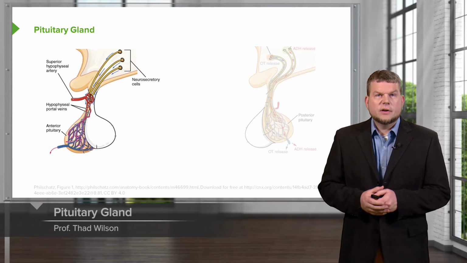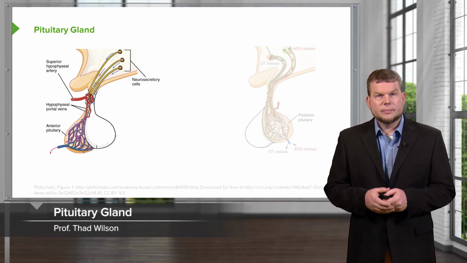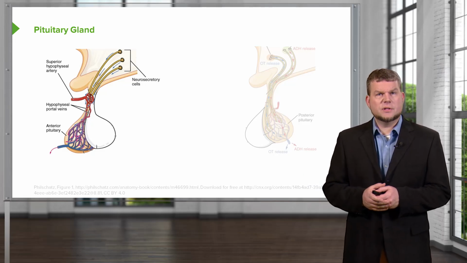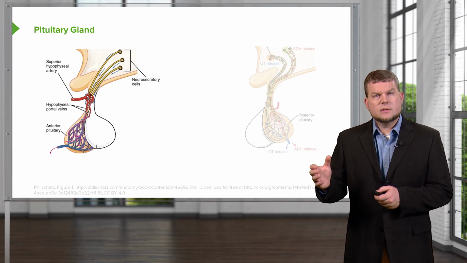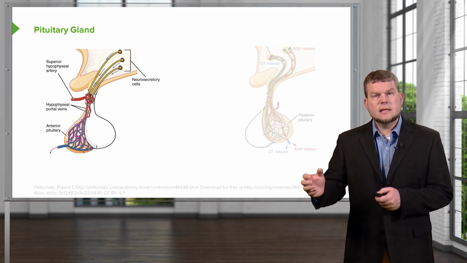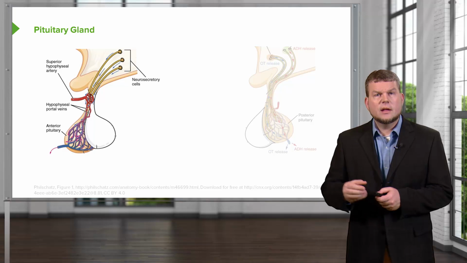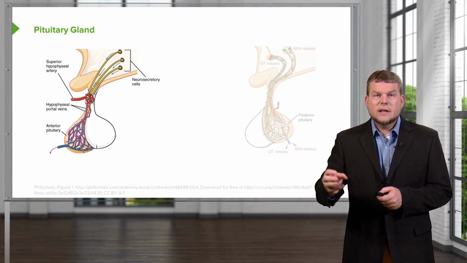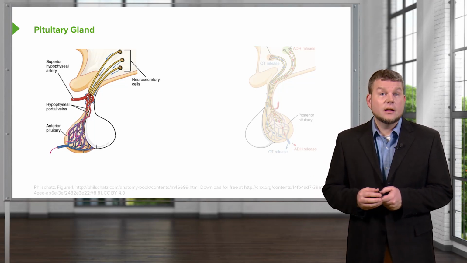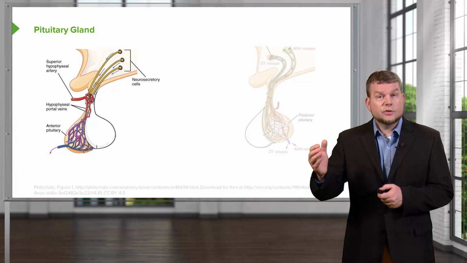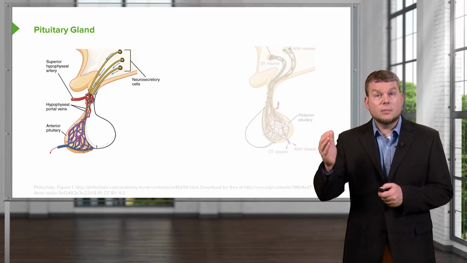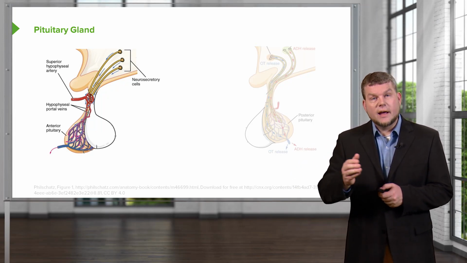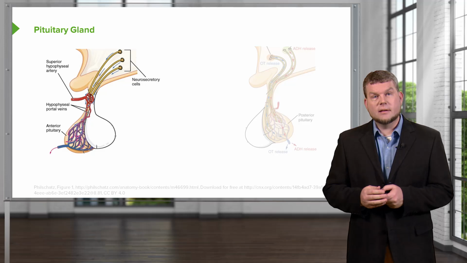Let's go through the pituitary gland in a little bit more detail. The pituitary gland can be split into an anterior and a posterior pituitary. The anterior pituitary receives input from the hypothalamus. These particular neurons project down from the hypothalamus and go into the vasculature of the anterior pituitary. So there are direct signals that can be sent from the hypothalamus to the pituitary via this circulatory method.